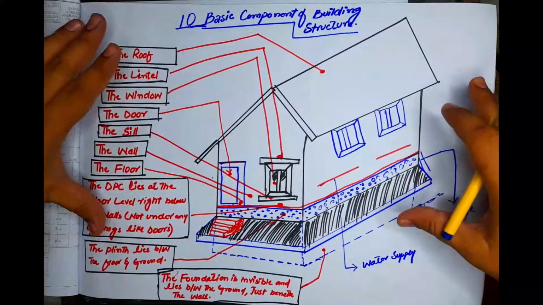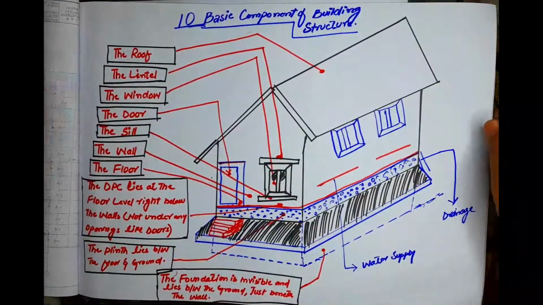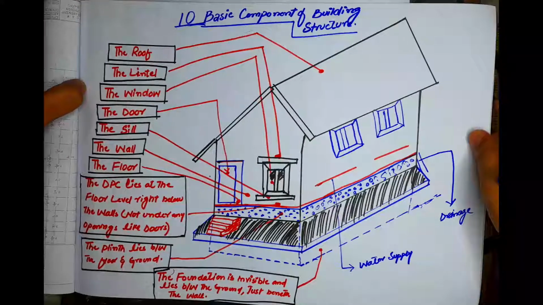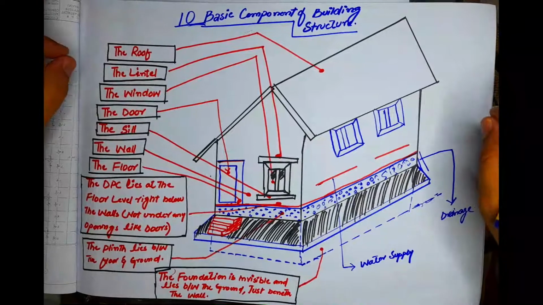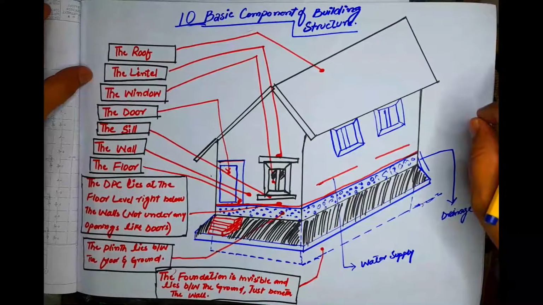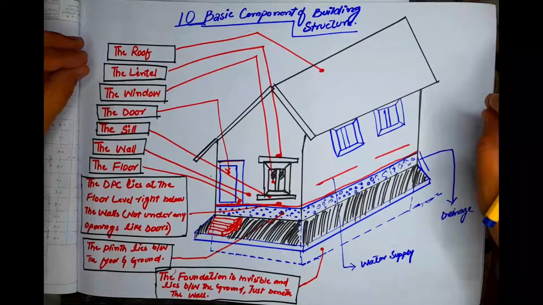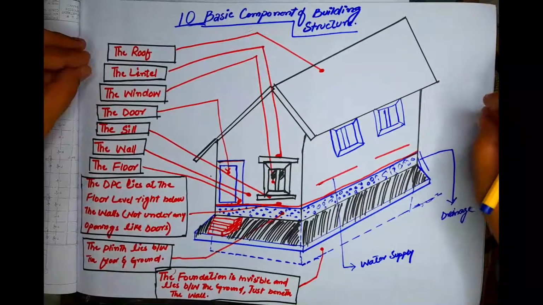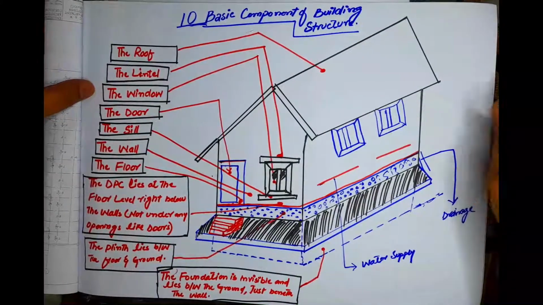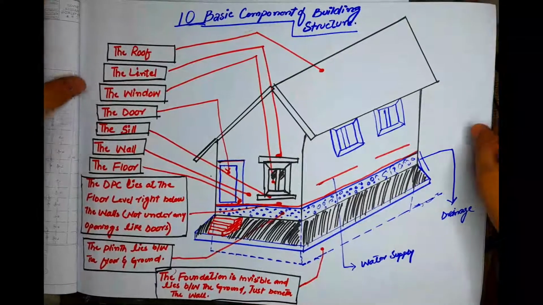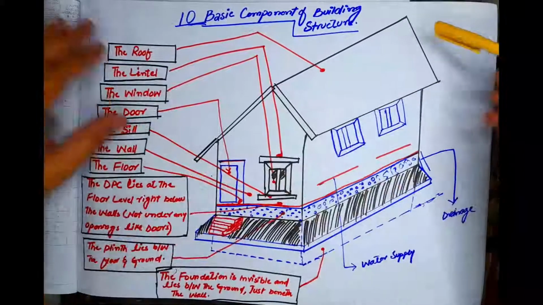This is a short video, but it has a lot of influence, and it is very important for every civil engineer as well as for every person who is directly or indirectly related to building structure. Today I am going to discuss 10 basic components of a building structure.